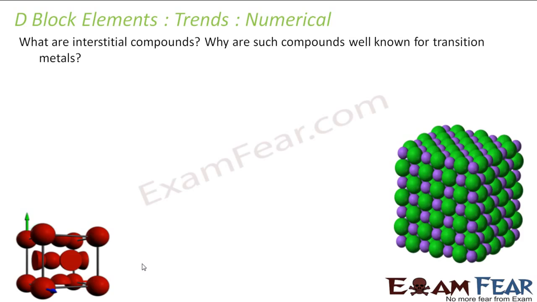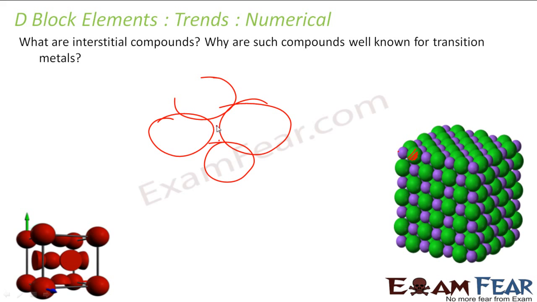There are such compounds also well known for transition metals: interstitial compounds. Transition metals actually are big in size, right? Since they're big in size, if you keep two balls together or three balls or four balls together, you'll have a lot of big voids. And in these voids, small atoms like carbon, nitrogen, hydrogen, they can actually be fitted. Yeah, they can fit into these big voids.